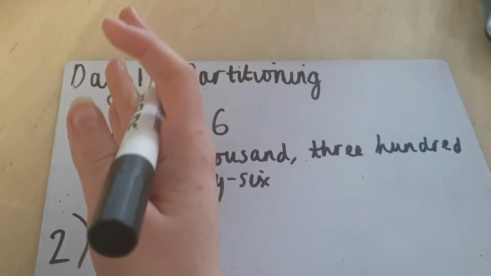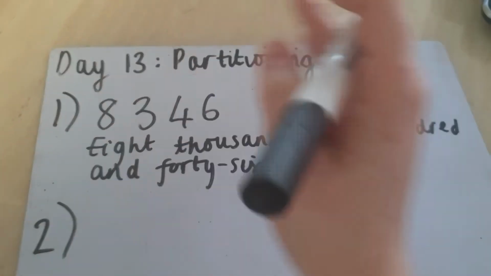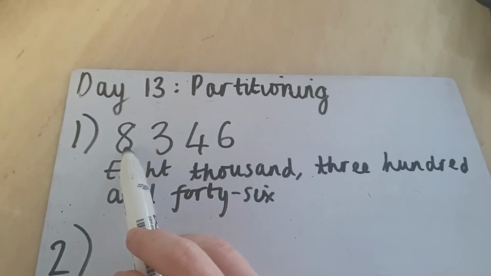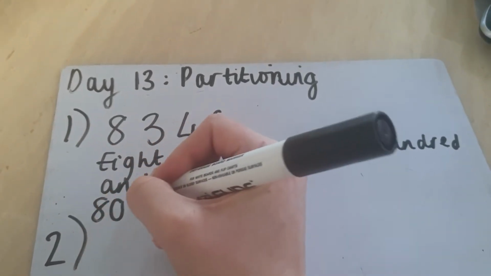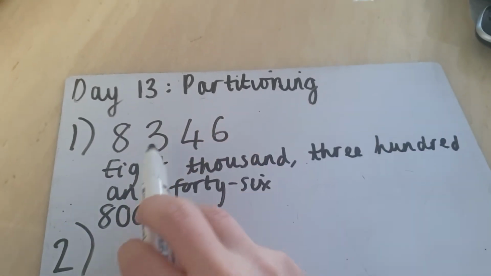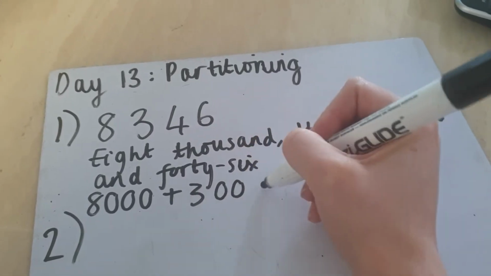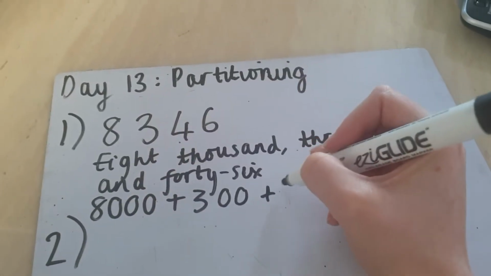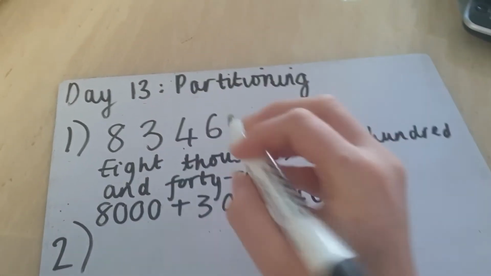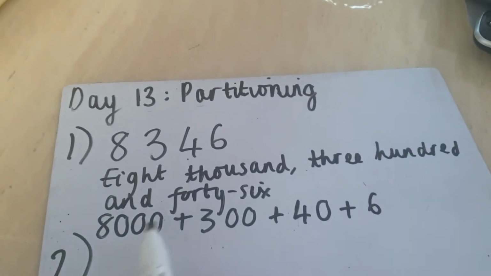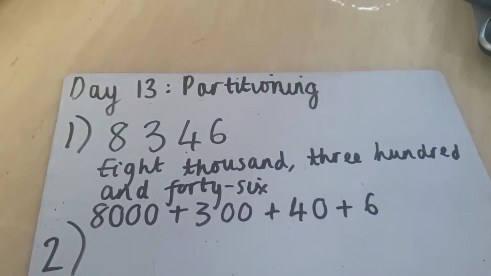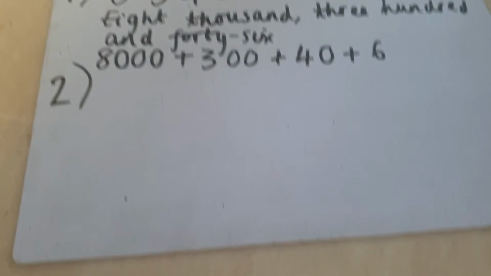So you need to be able to partition, which is when you break up each of the numbers. So we have 8,000 plus, what's this number represent? Yeah, it's 300 plus 40 plus 6. 8,346. Okay, let's move on to our next one.